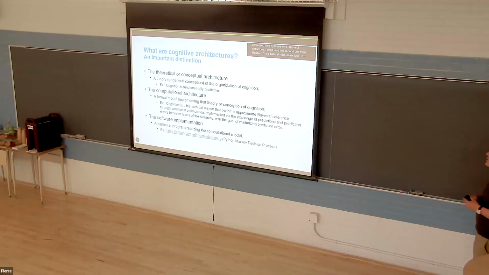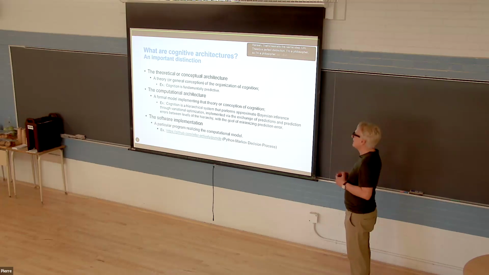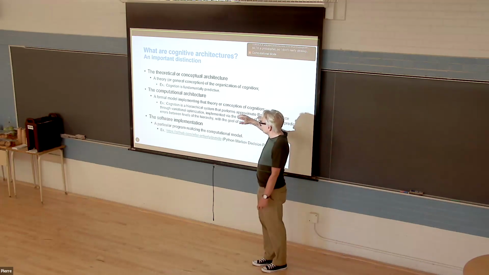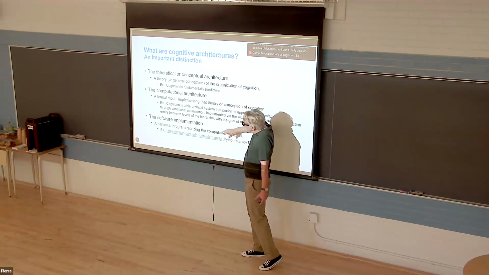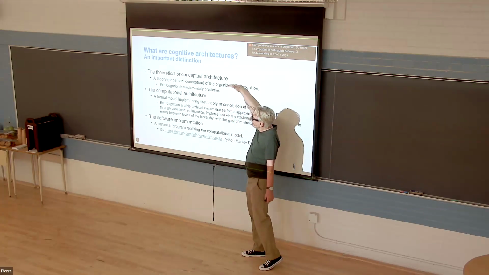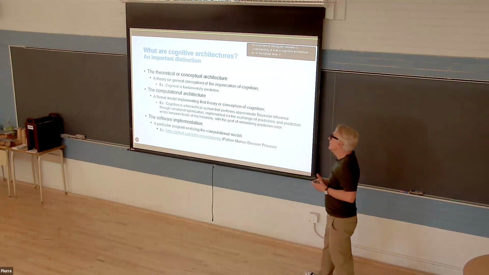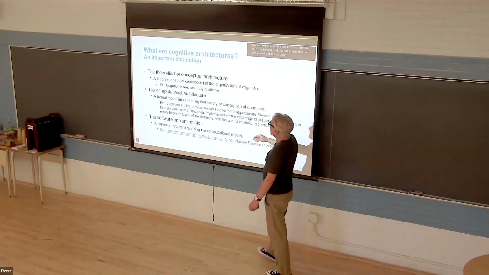There's an important distinction. I'm a philosopher, so I don't really develop computational models of cognition. So I think it's important to distinguish between three understandings of what a cognitive architecture is. At the highest level, it's just a theoretical or conceptual idea of how cognition is organized.